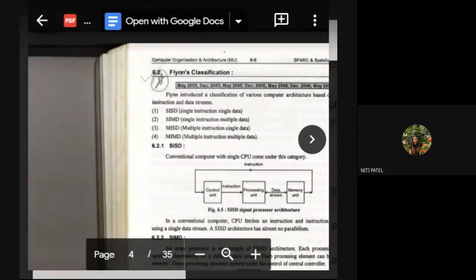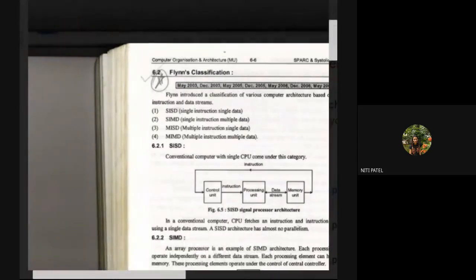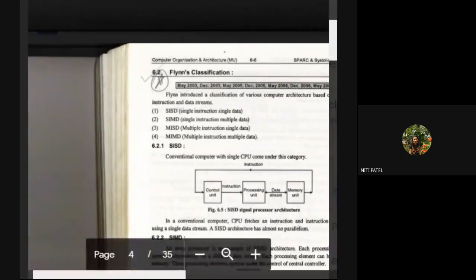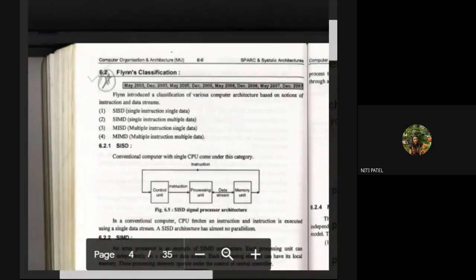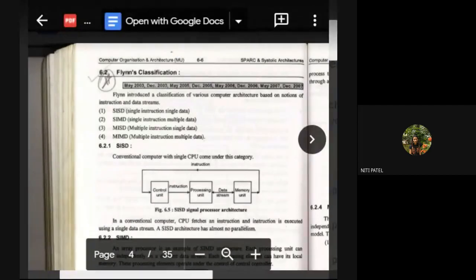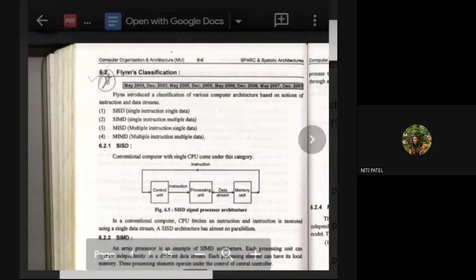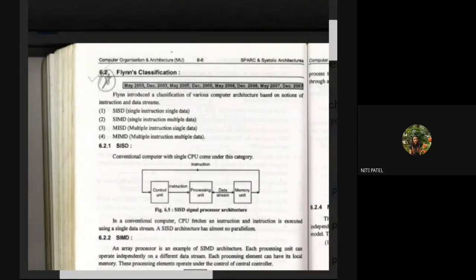So if you see the Flynn's classification, Flynn is a person who has designed this classification. And what does that classification say? That the architecture of a computer can be divided based on the instruction and the data stream. Now, what do you mean by data stream? Data stream is nothing but the data line on which your data is going to get transmitted between different components of the computer. So when I say different components of the computer, it means your memory unit, your control unit, and your CPU, which is the processing unit.